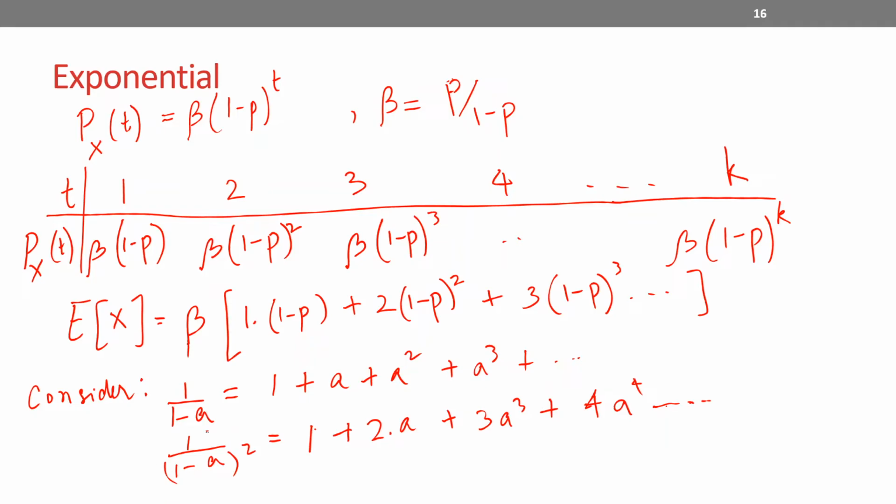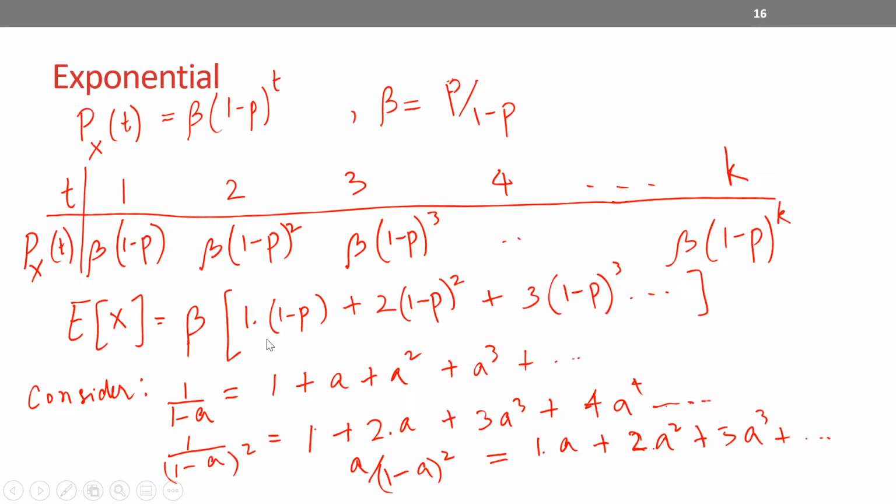Now I can modify this 1 over (1 minus a) whole squared by multiplying it by a. So if I multiply it by a, I'm going to get a over (1 minus a) whole squared, and I'm multiplying a on both sides, right? So here I'm going to get 1 times a plus 2 times a squared plus 3 times a cubed and so on, right? So what if I substitute a equals 1 minus p? If I do that, I can substitute the same value for my series in my expectation expression, right?